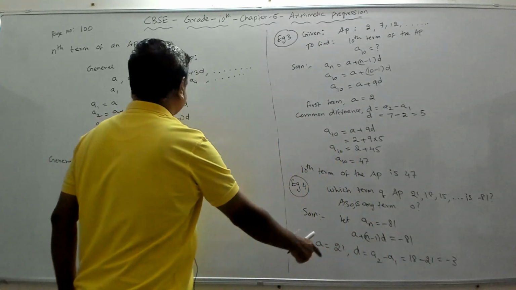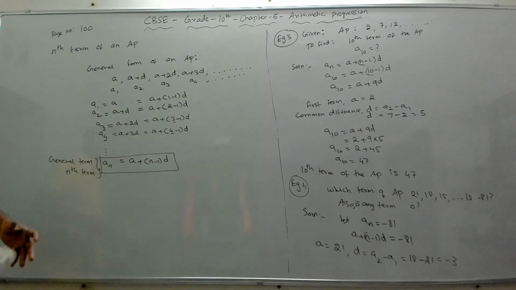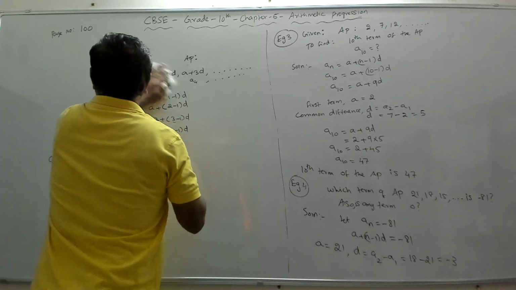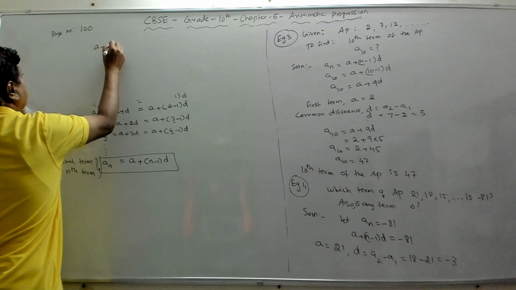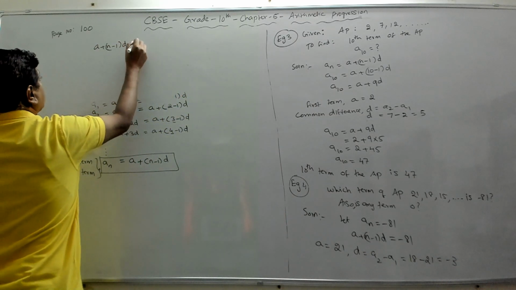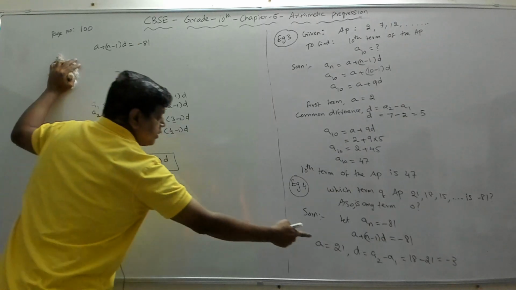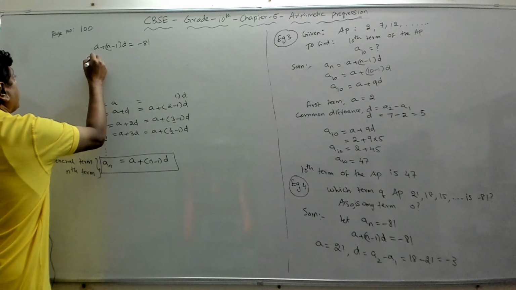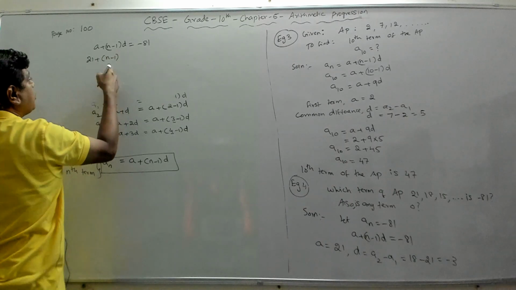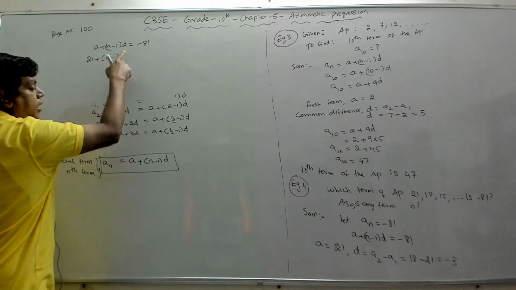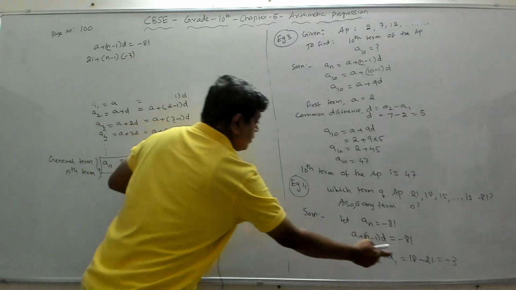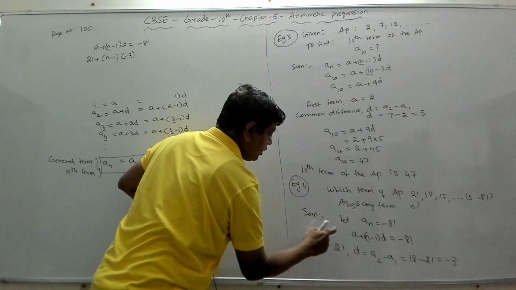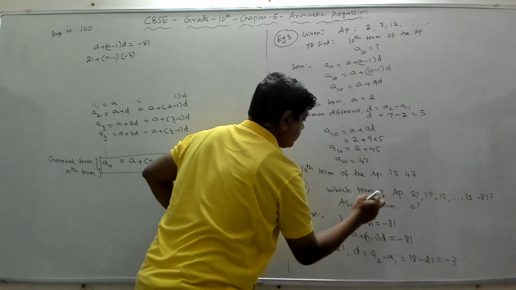Now let's take this equation again. I'll write it here. So what we have is a plus n minus 1 into d is equal to minus 81, and a is 21. So 21 plus n minus 1, n we don't know, n is what we are finding, and d is minus 3. So we are substituting a and d in this.